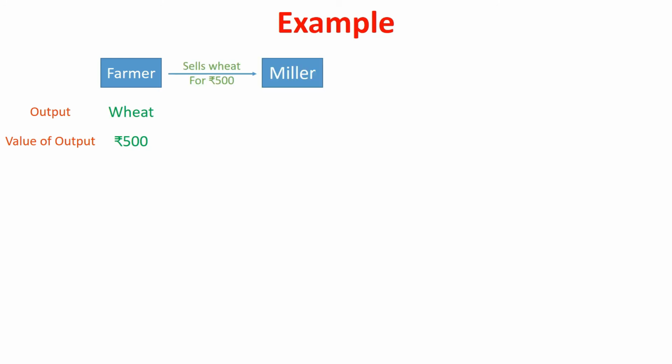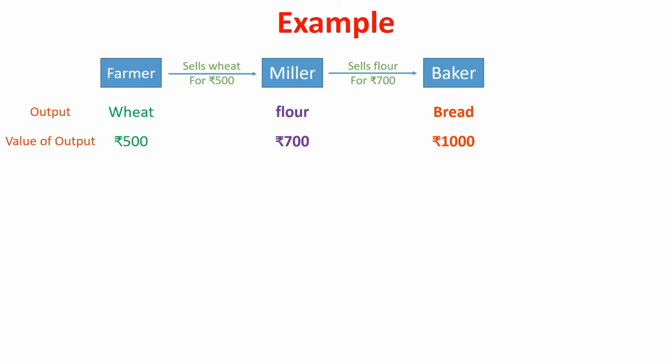Let's take an example. There is a farmer. He produces wheat. Value of his production is rupees 500. He sells wheat for rupees 500 to a miller. Now the miller produces flour. Money value of flour is rupees 700. Now the miller sells flour for rupees 700 to a baker. The baker produces bread. Price value of bread is rupees 1000. Now he sells it for rupees 1000 to consumers.